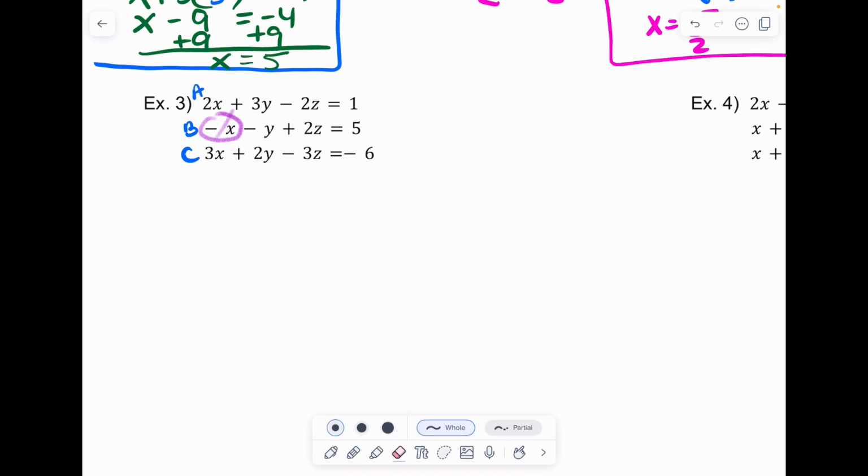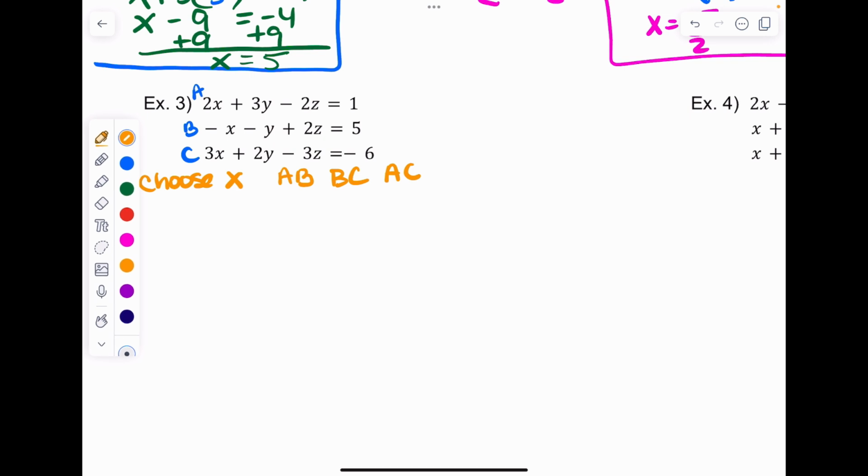So I'm going to go ahead and eliminate x. So I'm going to choose x to eliminate. And then I have three combos. I can use AB, BC, or AC. Well, I know I'm going to have to use B because it's going to make my life easier. So I'm going to use AB and BC.